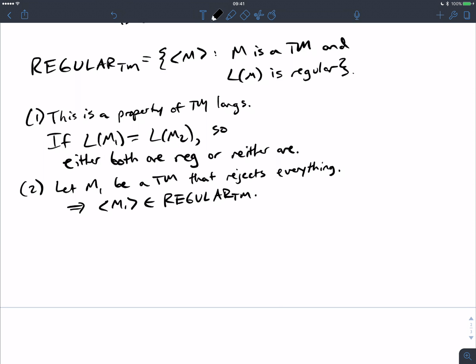Okay, now I need a Turing machine that doesn't belong to regular TM to show it's a non-trivial property. Is there an example of that? Any example? 0 to the n, 1 to the n.